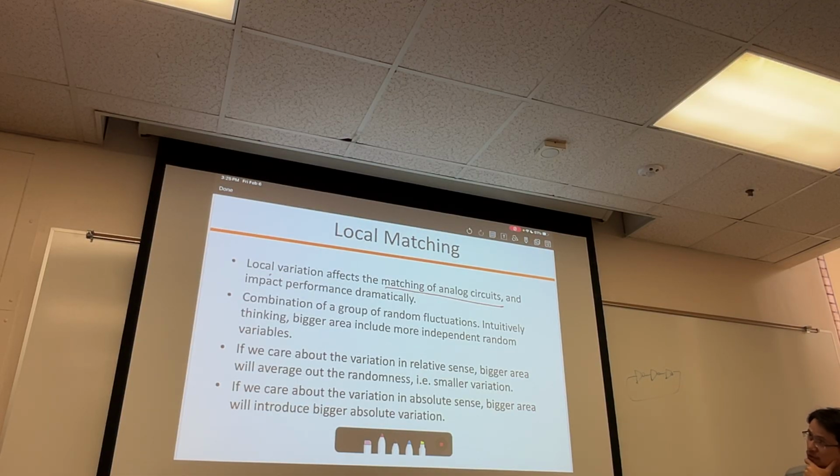Intuitively, it feels like a bigger area will include more independent random variables, because with a larger area there will be more randomness. It's like a composite, where you aggregate all the different random variables together.